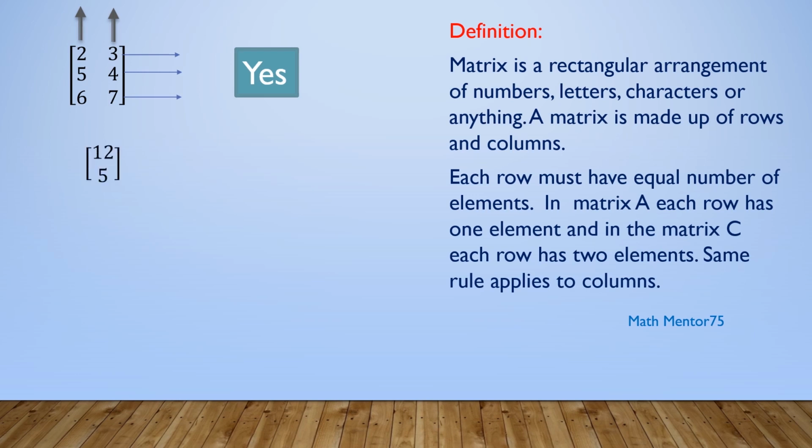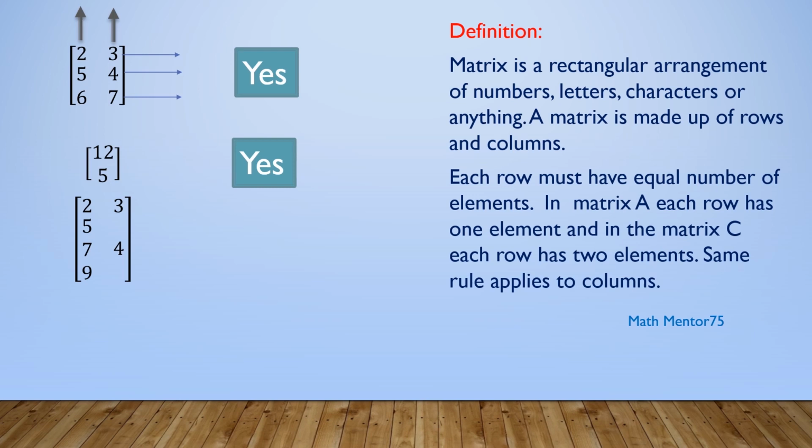Let's discuss another matrix. Here we have 2 rows, 1 column. In the one column, 2 elements. Okay, fine. Now in the rows, each row contains 1 element. So what do you think? Is it a matrix? Yes, you are right. It is a matrix.